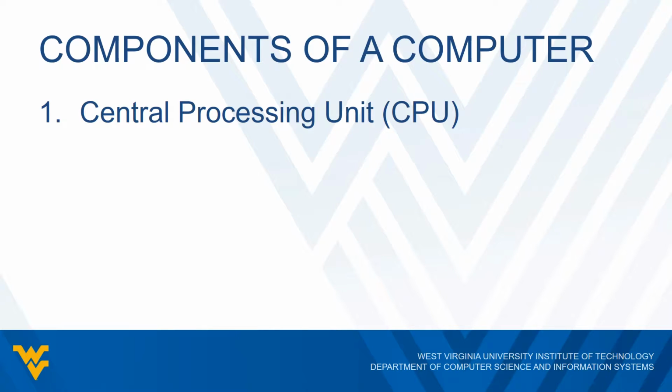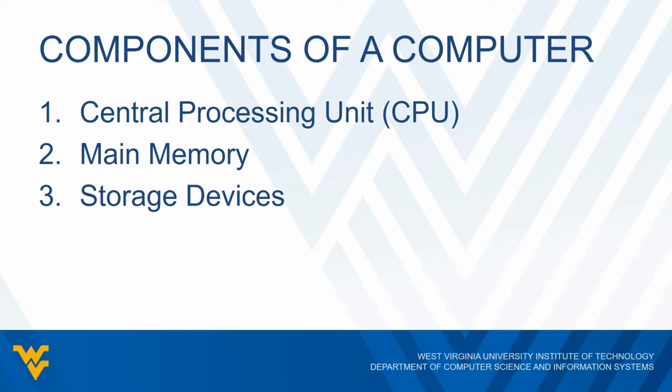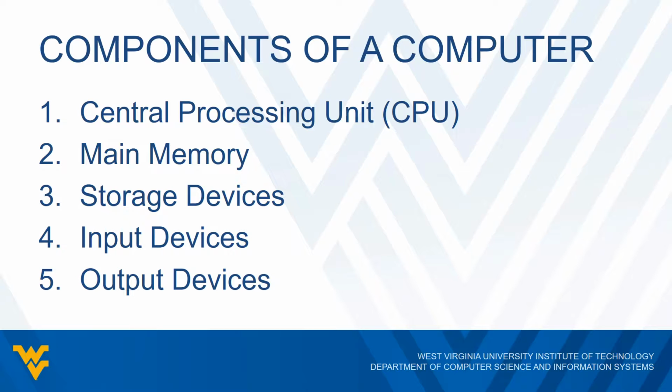So we have our central processing unit, or what's called the CPU. We have our main memory, which stores information in the computer system. We have storage devices to store different files. We have input devices, and then we also have output devices.